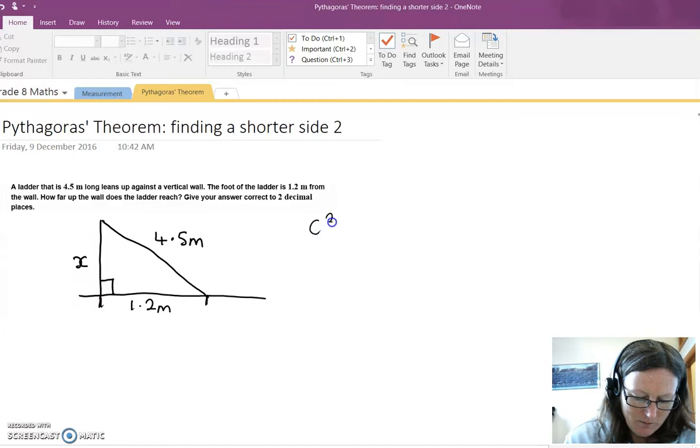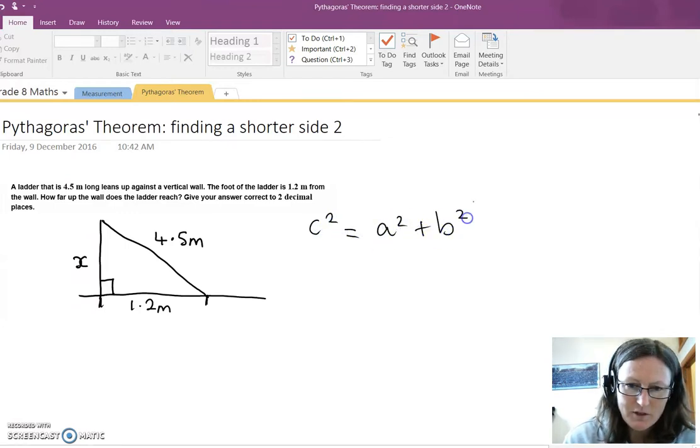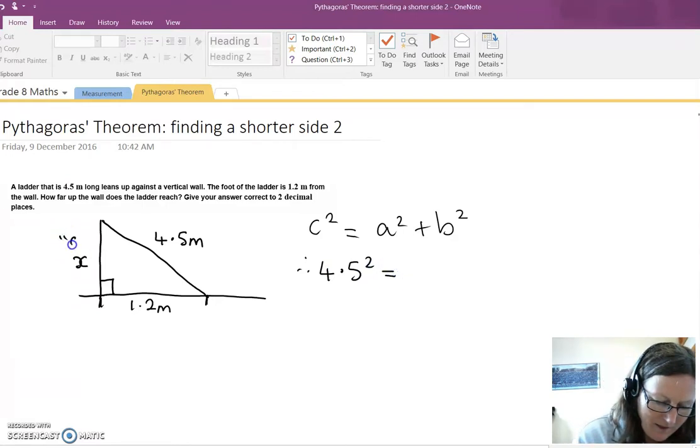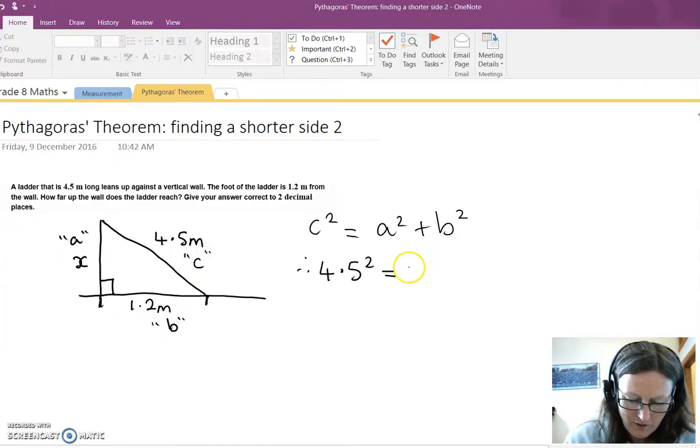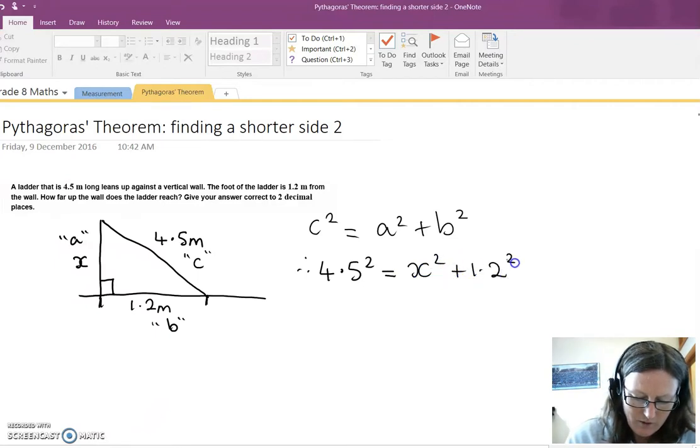First thing we do is we write down Pythagoras' theorem. We then substitute in the values that we have. Remember, the hypotenuse is always c, so it's 4.5 squared equals, we'll call this side a, this side b, hypotenuse being c. So 4.5 squared is equal to x squared plus 1.2 squared. So we have substituted in the values that we know.